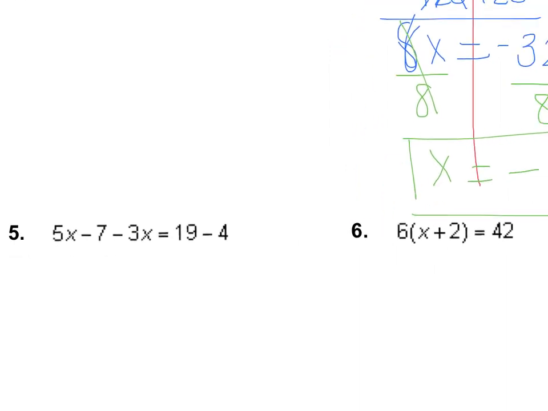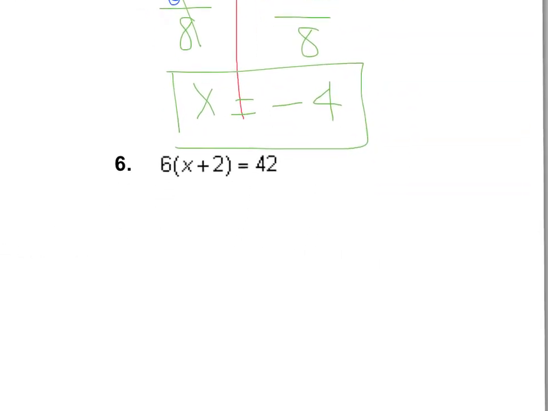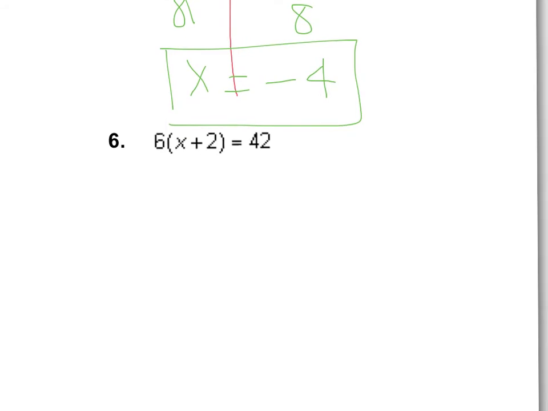Instead of doing number 5, I'm going to do number 6 because I want to ensure that I do one with parentheses. So in order to solve problem number 6, we have to distribute. Again, I'm going to go ahead and label my sides, my x's and my numbers. And I'm going to end up distributing 6 times x and 6 times 2. Well, 6 times x is still 6 times x, plus 6 times 2 is 12, equals 42.